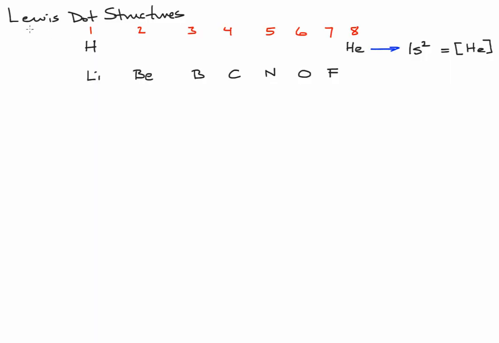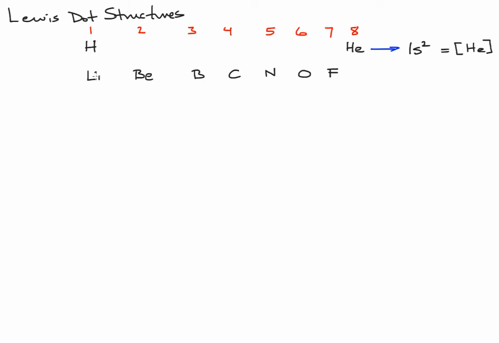In this screencast, we'll talk about drawing Lewis dot structures. So we're going to follow up our discussion on assigning electron configurations from our abbreviated periodic table. Just as a review, the numbers in red here are the group numbers. Remember, the groups are the columns in the periodic table.